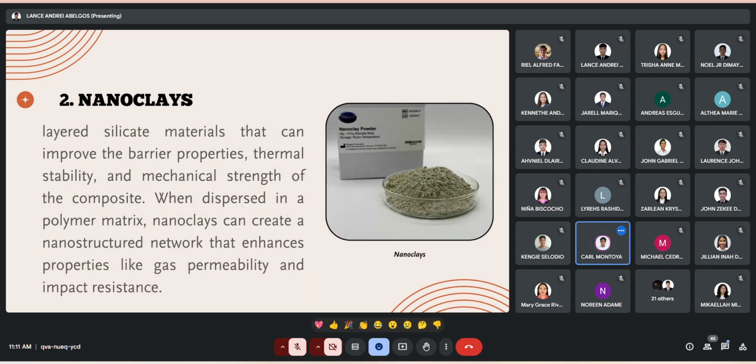For the nanoclays naman po, it is a layered silicate material that can improve the barrier properties, thermal stability, and mechanical strength of the composite. When dispersed in a polymer matrix, nanoclays can create a nanostructured network that enhances properties like gas permeability and impact resistance. And the last one po is the nanocrystal.